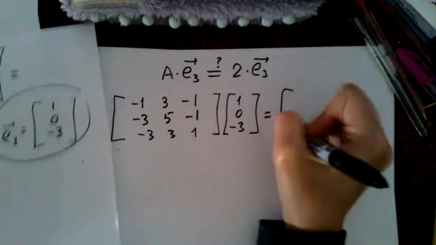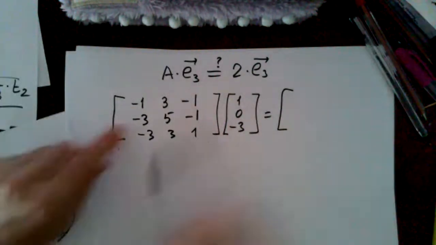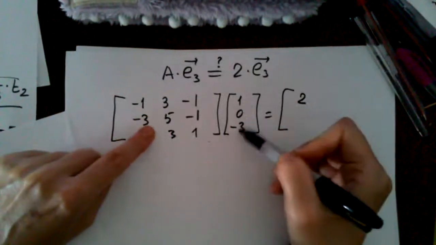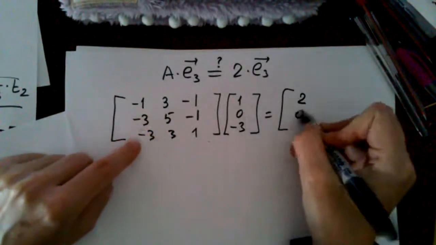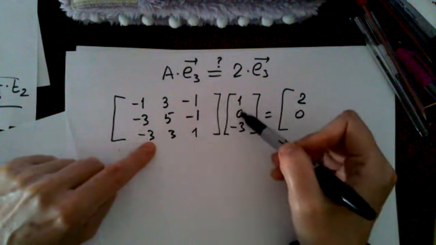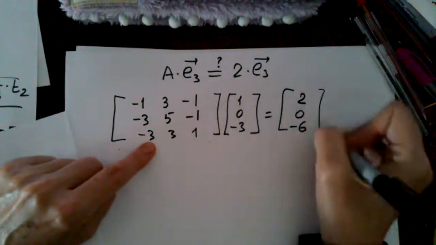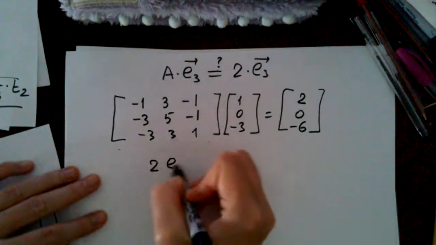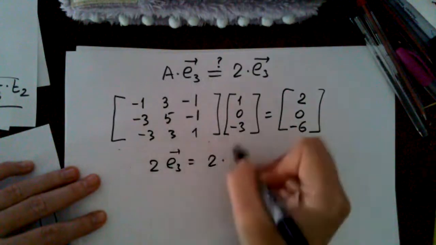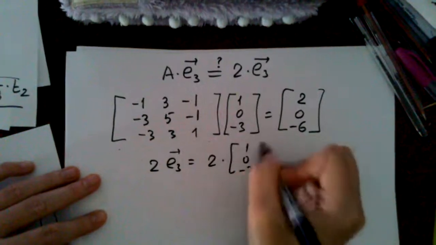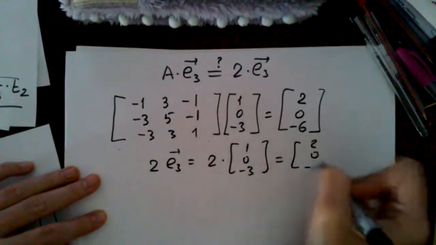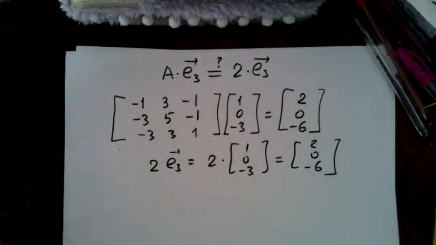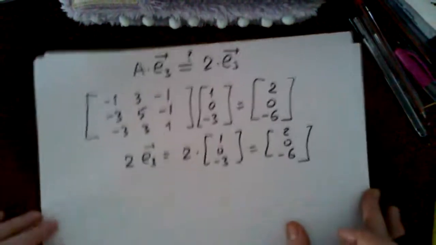And let's do multiplication now. So it will be minus 1 plus 3 will be 2. Minus 3 plus 3 will be 0. And in this case, it will be minus 3 minus 3 will be minus 6. So this is our first left-hand side. What about 2E3? 2E3 will be 2 times this vector E3, and it will be 2, 0, minus 6. Now I'm quite happy. Everything works perfectly. As you can see, everything is correct, absolutely correct.